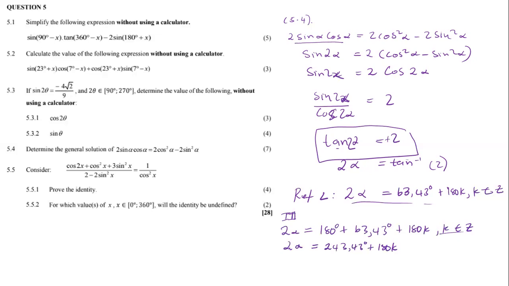And then now, because I'm looking for alpha, not 2 alpha, I'm going to divide both sides by 2. When I divide both sides by 2, let me see how much I get on my calculator. That divided by 2, I get 121.715 degrees. Plus, remember, even 180, I'm going to have to divide it by 2. I'm going to have 90k. So this is the first solution.